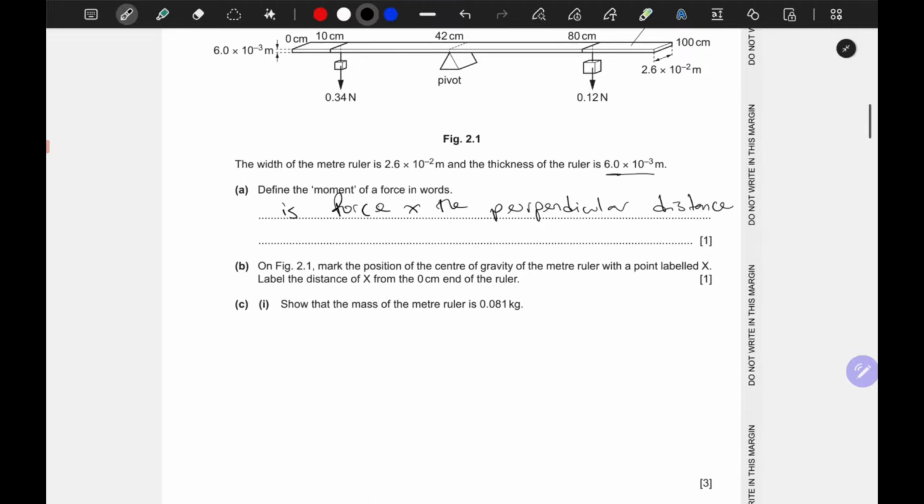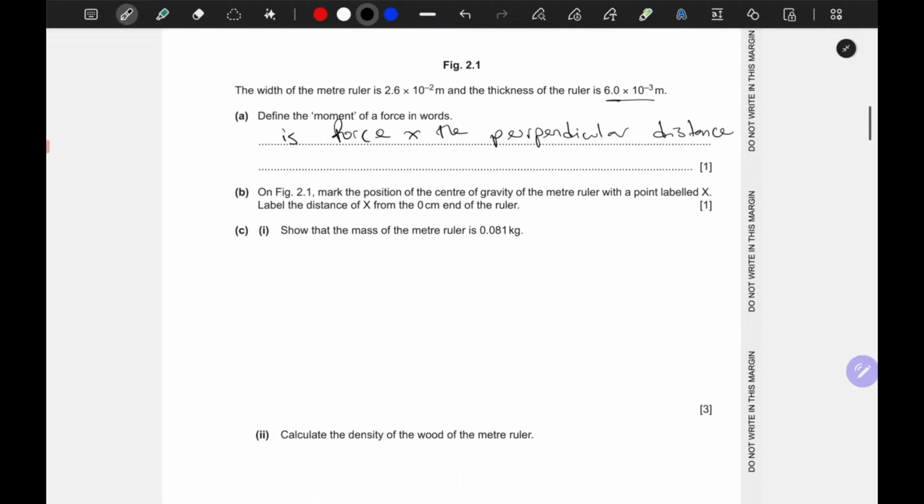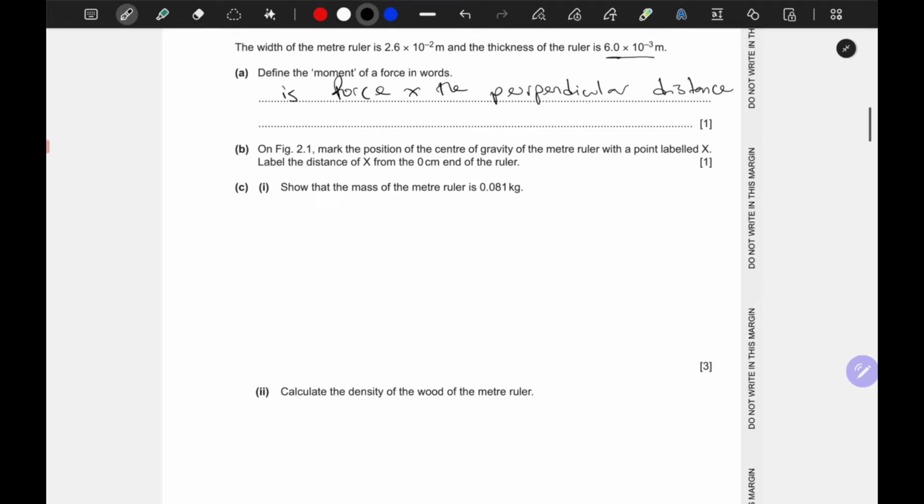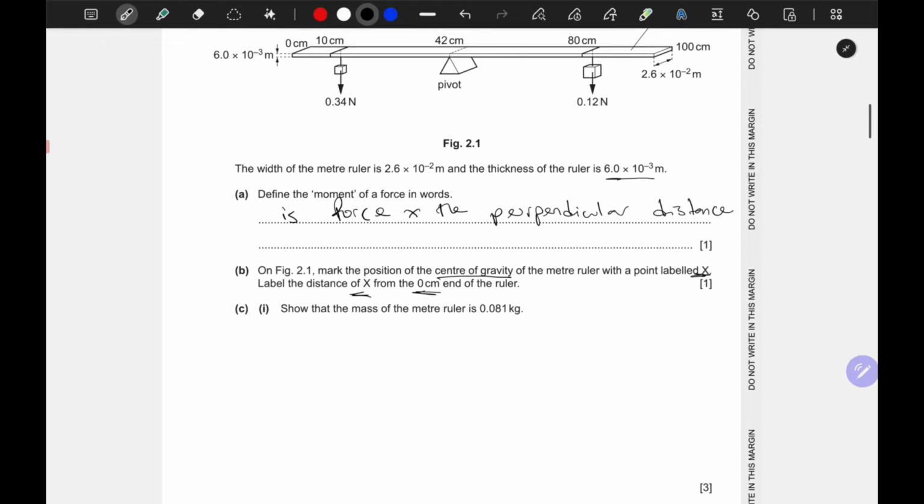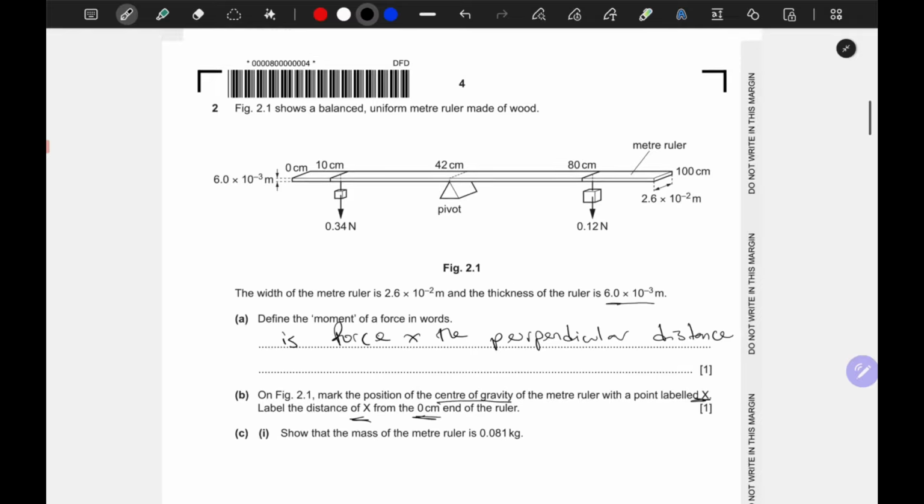It's the force times perpendicular distance. Part B. On figure 2.1, mark the position of the center of gravity. Oops. Center of gravity of the meter rule was a point labeled x, labeled the distance x from the 0 centimeter end of the ruler. Okay, let's see.